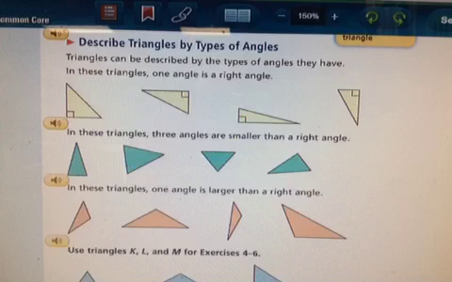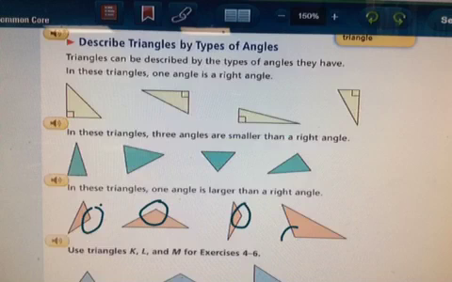And the last one that we look at here, these triangles, one angle is larger than a right angle. Just like the right triangles, only one angle has to be a right angle for it to be a right triangle. Only one. For it to be an obtuse triangle, only one angle has to be greater. So if we look here, this angle is greater than 90 degrees. This angle is greater than 90 degrees. This angle is greater than 90 degrees, and this angle is greater than 90 degrees. The other angles are acute angles, but all we need is one to make it an obtuse triangle.